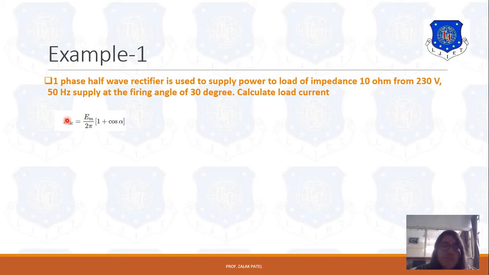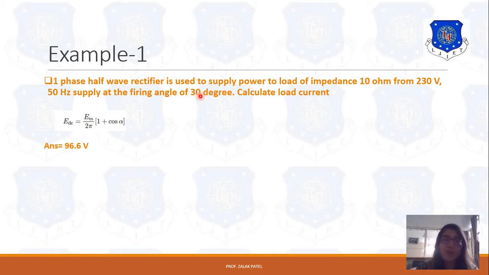First of all, we calculate the DC voltage, that is our output voltage: VDC is equal to Vm upon 2 pi into 1 plus cos alpha. Now we put all the values in the equation. Here Vm is the maximum voltage, but the RMS value is given. RMS value is equal to maximum value upon root 2, so maximum value is 230 into root 2. So we put 230 into root 2 upon 2 pi into 1 plus cos 30 degree. It comes to 96.6 volt.